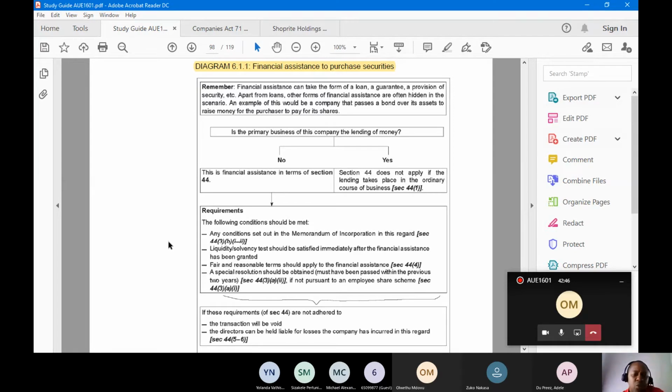But now, how do we deal with a company whose primary business is the lending of money? If the answer is yes, then Section 44 does not apply if the lending takes place in the ordinary course of business. If no, meaning that the company's primary business is not the lending of money.